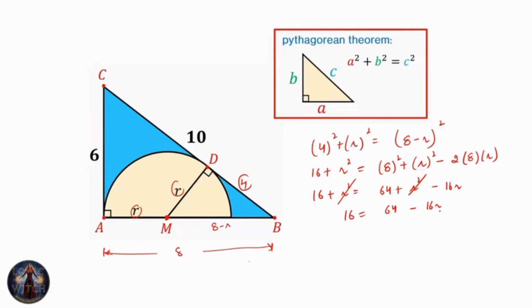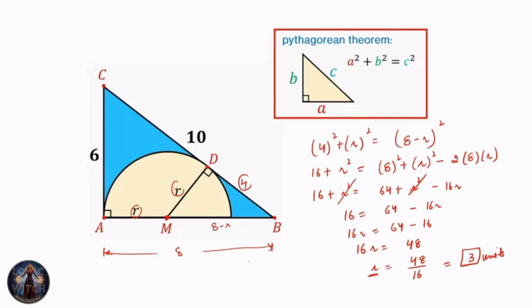In order to solve for R, I'm going to take this 16R to this side. So I'll be getting 16R equals 64, and I'm going to take this 16 to the other side. Here, this is of positive sign. When I take it to the other side, it becomes negative 16, and I'm going to get 16R equals 48. And on dividing both sides by 16, I'm going to get 48 by 16, which is going to give me 3. So the radius of the semicircle is 3 units.